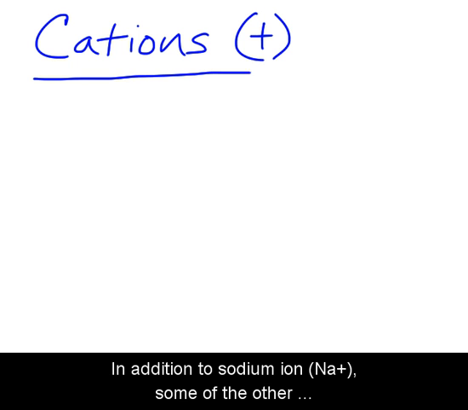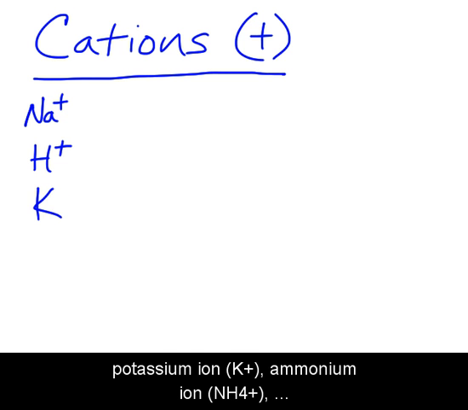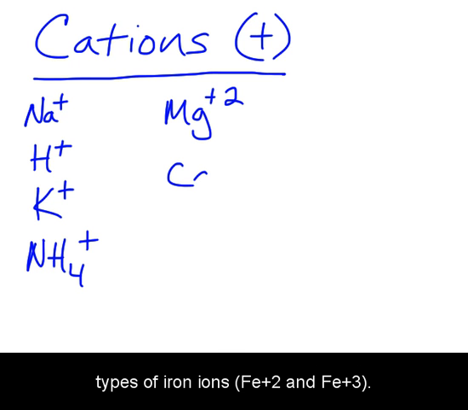In addition to sodium ion, some of the other common cations in the body include hydrogen ion, potassium ion, ammonium ion, magnesium ion, calcium ion, and 2 types of iron ions.